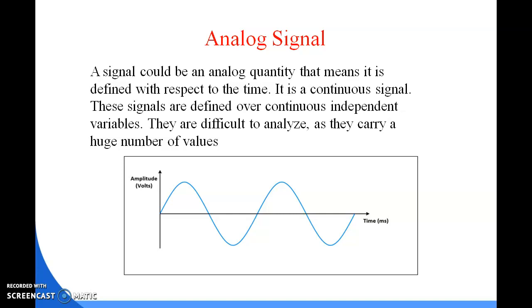Next is bandwidth. The range of frequencies that a medium can pass is called its bandwidth. It is a property of a medium, and it is the difference between the highest and the lowest frequency that a medium can satisfactorily pass. Clear? So bandwidth is another form.